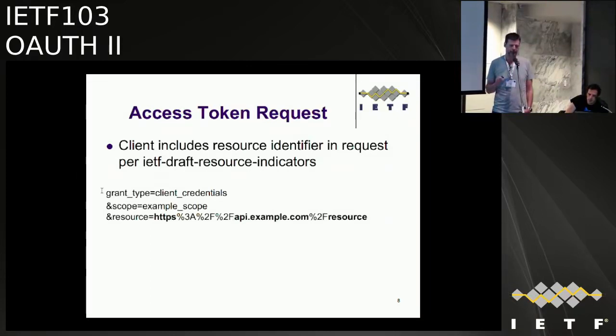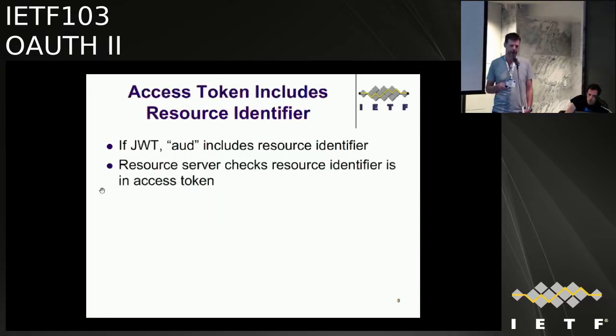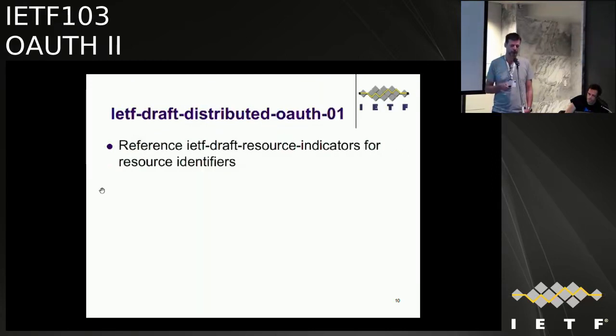And then the authorization server puts that resource value into the access token. So if it's a JWT, the AUD includes the resource identifier. Since the last draft, really the only update I made was to reference the IETF draft resource indicators as a spec for how to represent the resource. Open issues. Kind of moving quickly since I don't have a lot of time.